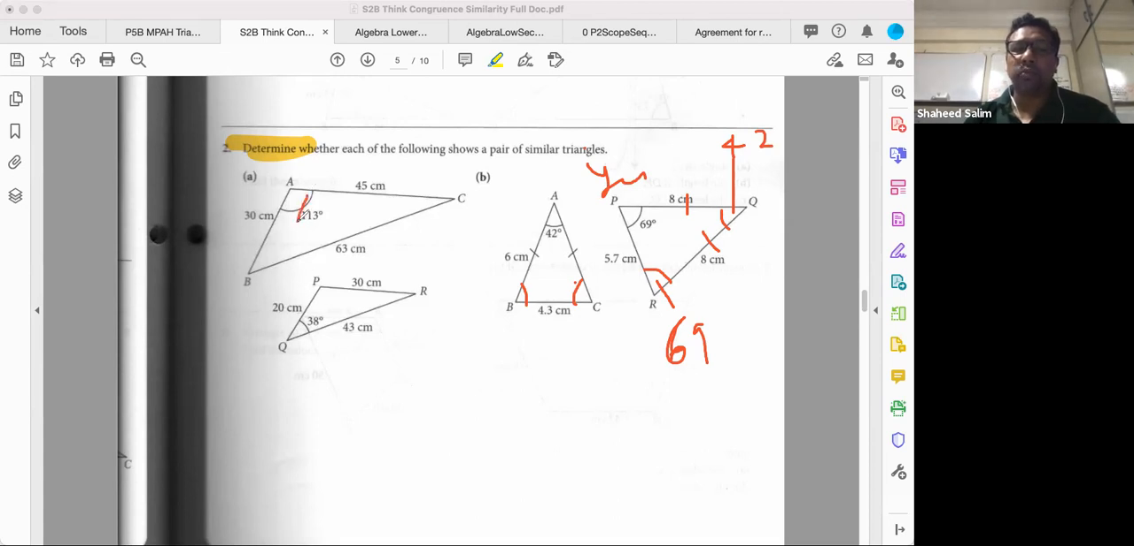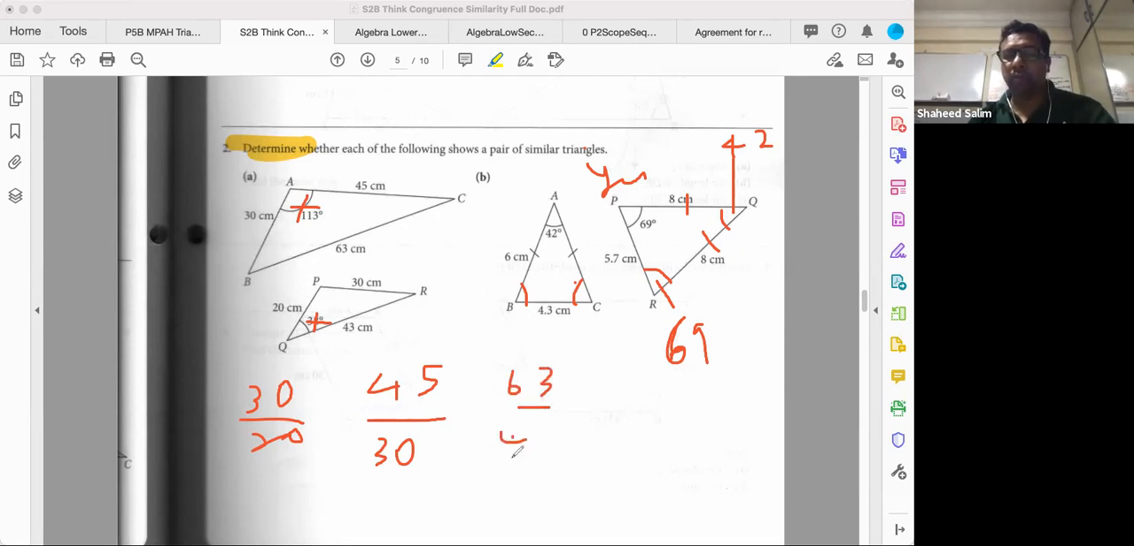Now down here, we don't have enough angles. We cannot compare the angles. So we have to compare by ratio. What I want you to do is, you take longer side divided by shorter side. What's the answer that you get? Is it the same? 30 divided by 20. Then the next one is 45 divided by 30. Then 63 divided by 43.